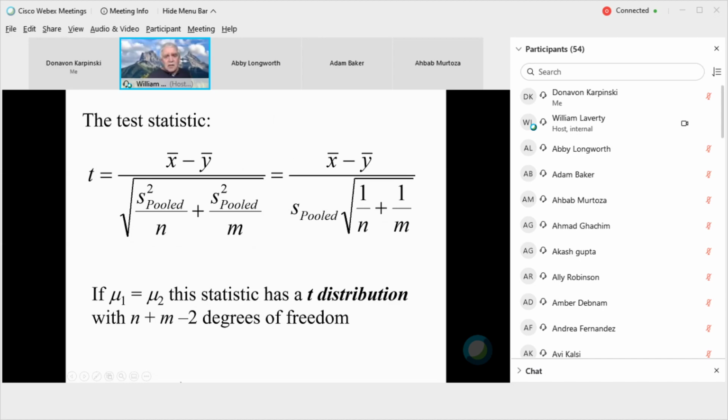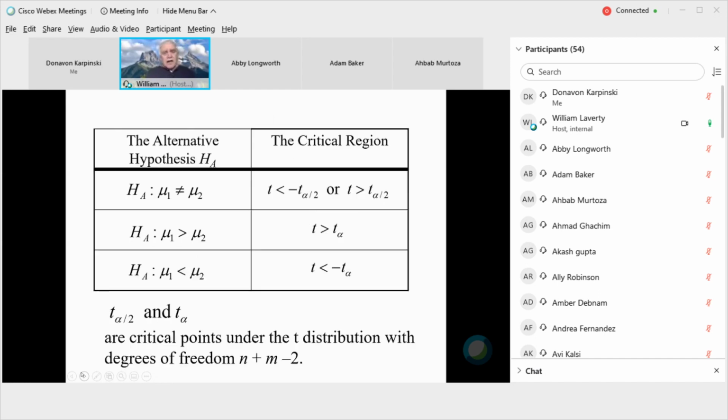And this statistic can be shown to have, if H naught is true, a t-distribution, the degrees of freedom is n plus m minus 2. So that's where we look up critical values under the t-distribution, degrees of freedom n plus m minus 2. There's the critical region. It could be two-sided if the alternative is two-sided. It could be just one-tailed if the alternative is one-sided.